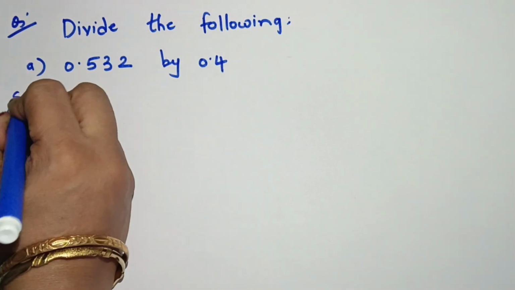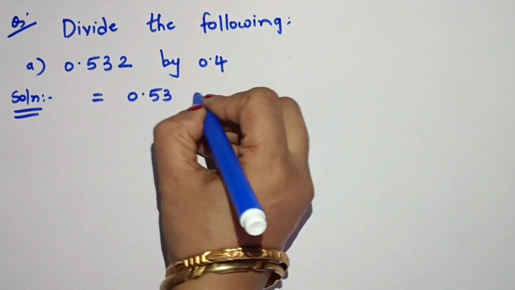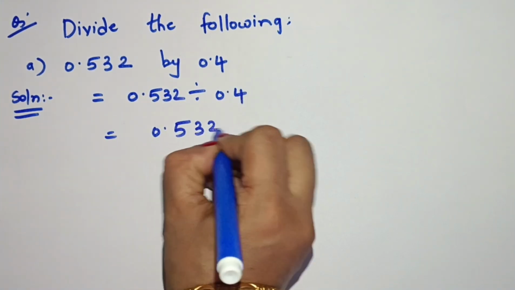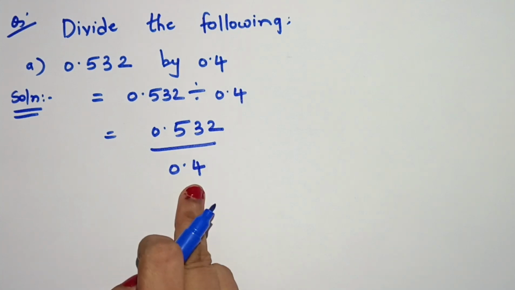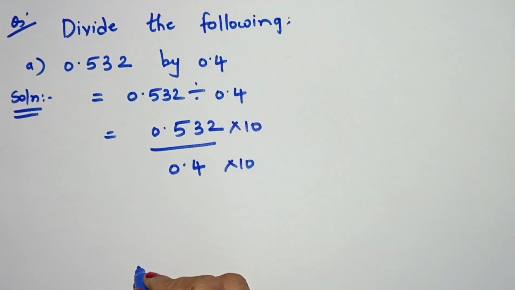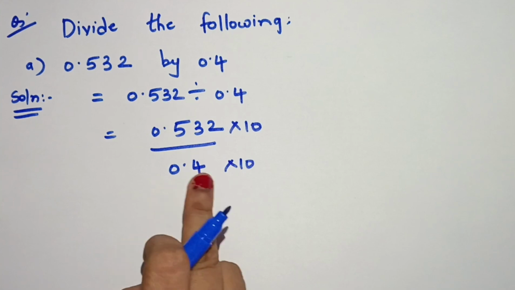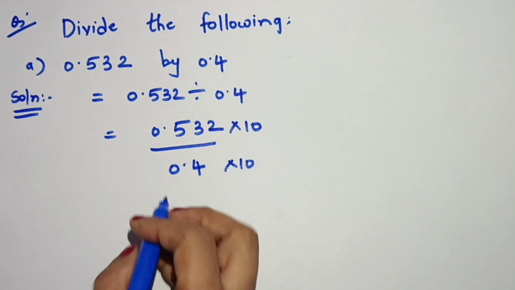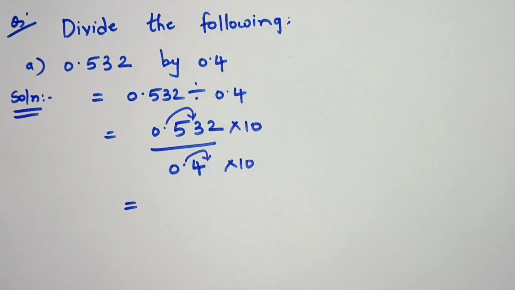So in step 1 what will we do? No need to write the steps. Just solve. 0.532 divided by 0.4. So 0.532 is the dividend, 0.4 is the divisor. You have to get rid of the decimal point of the divisor. So into 10 into 10. Are you understanding? Now move the decimal point one place to the right in the divisor to make it a whole number, and same procedure you have to follow in the dividend also. So one place towards right and one place towards right.